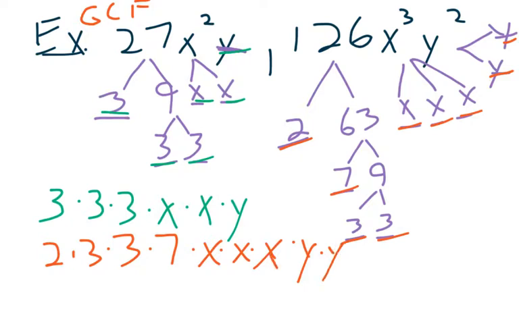And now I'm going to double check that those multiply to give me my numbers. So for instance, 3 times 3 is 9, times 3 is 27. That's what I started with. 2 times 3 is 6. 6 times 7 is 42. And then 42 times 3, well, I know 40 times 3 is 120, so then it's just 3 times 2, which is 6. So yeah, 126. They check.